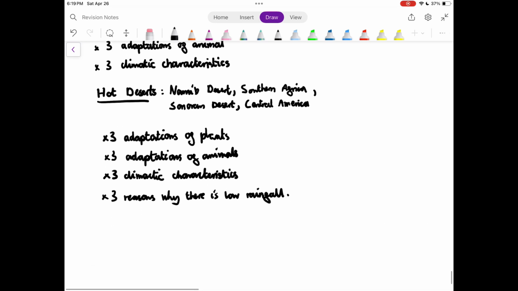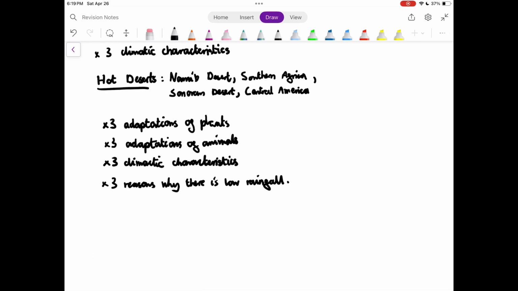The next case study you need to know is an example of a hot desert, and you similarly need to know 3 adaptations of plants to survive in those arid conditions, and 3 adaptations of animals to survive. You also need to know 3 climatic characteristics, and you also need to know 3 causes of why there is low rainfall in hot deserts.